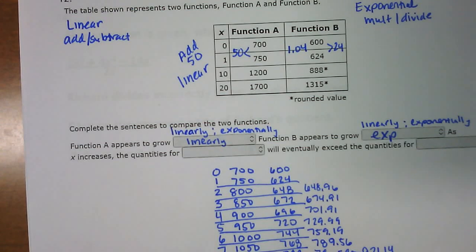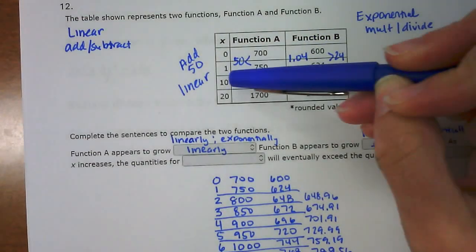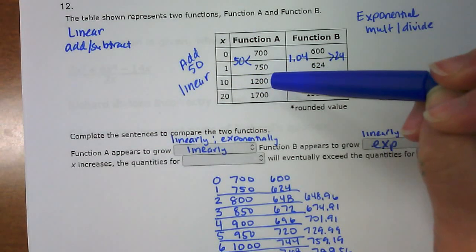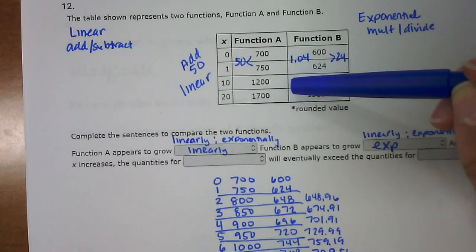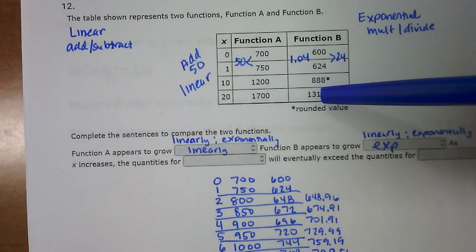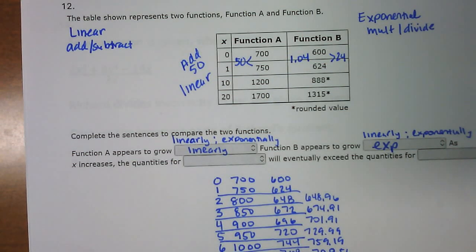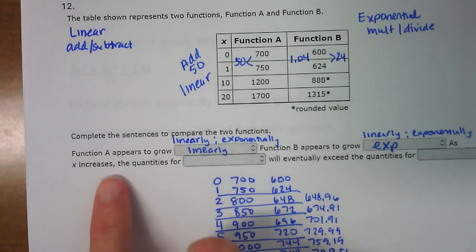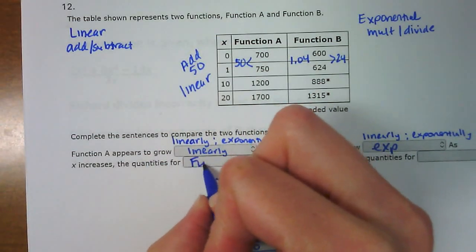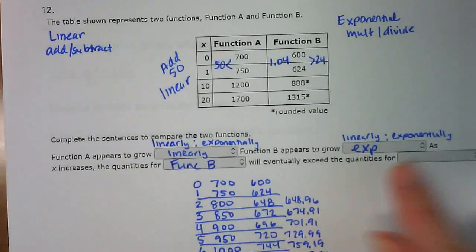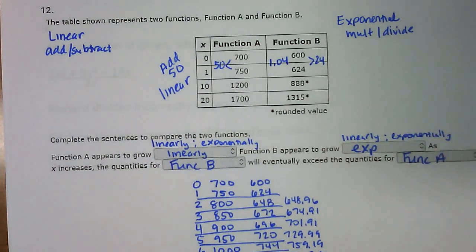So when you have exponential functions, right now at this 10th day, function B is smaller than function A. And even at day 20, function B is smaller. But when you have exponential functions, eventually the exponential will be higher than the linear function. They'll exceed those values. So here, we're going to fill in as x increases, as our x values get bigger, the quantities for function B will eventually exceed the quantities for function A.